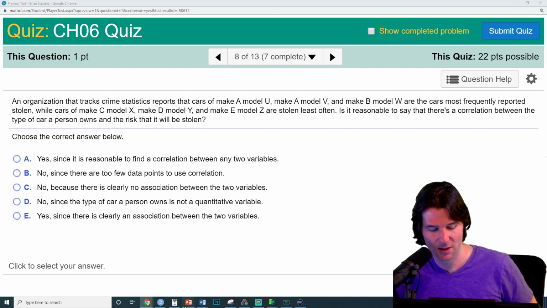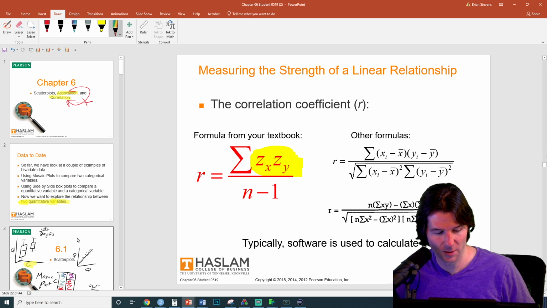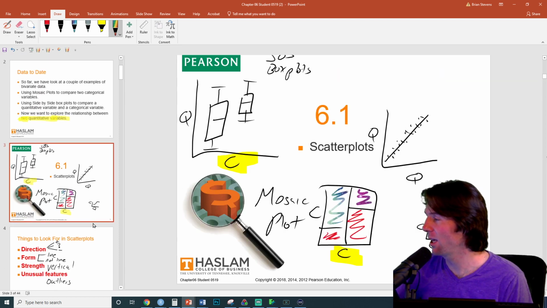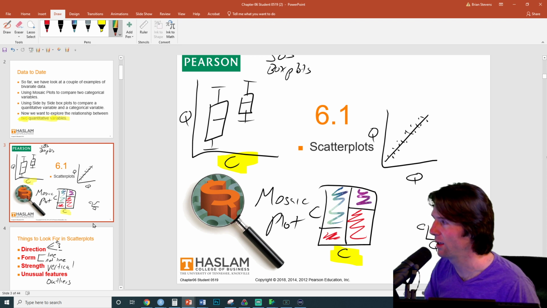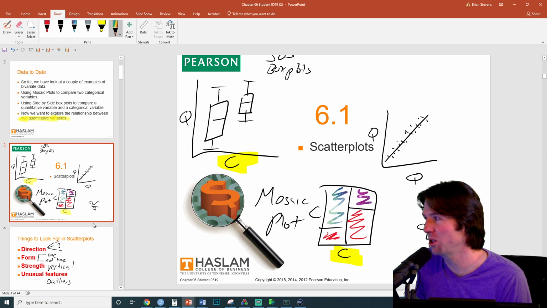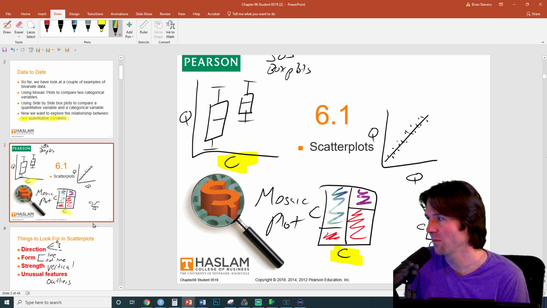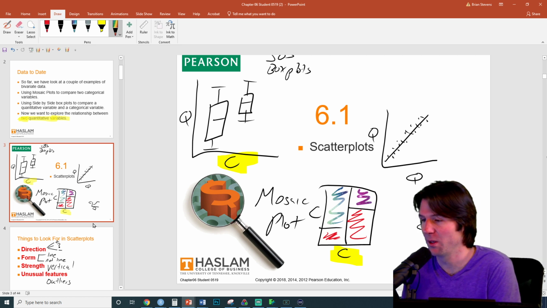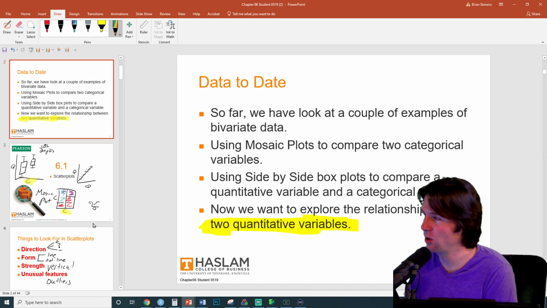Let's go look at the notes. Here are our notes. We've got car type and if it's stolen. What is the proper visualization for car type and stolen? The proper visualization for what type of car you have and if it is stolen is a mosaic plot. And we only do correlation on 2 quantitative variables.